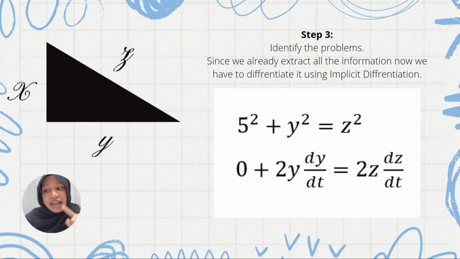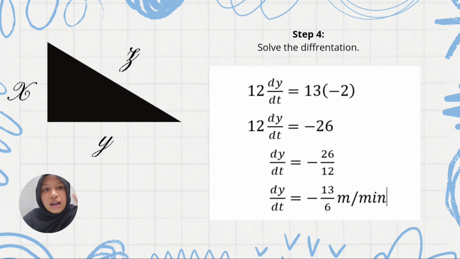For the x, we only have to substitute for x. So it's going to be 5 squared plus y squared equals z squared. The 5 squared is going to be 0, because when you differentiate a constant, it becomes 0, plus 2y dy/dt equals 2z dz/dt. The fourth step is to solve the differentiation.